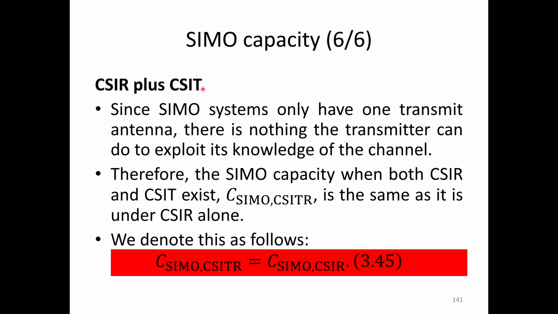CSIR plus CSIT case. Since SIMO systems only have one transmit antenna, because this means single input, there is nothing the transmitter can do to exploit its knowledge of the channel. Therefore, the SIMO capacity when both CSIR and CSIT exist is the same as it is under CSIR alone. We denote this as follows.